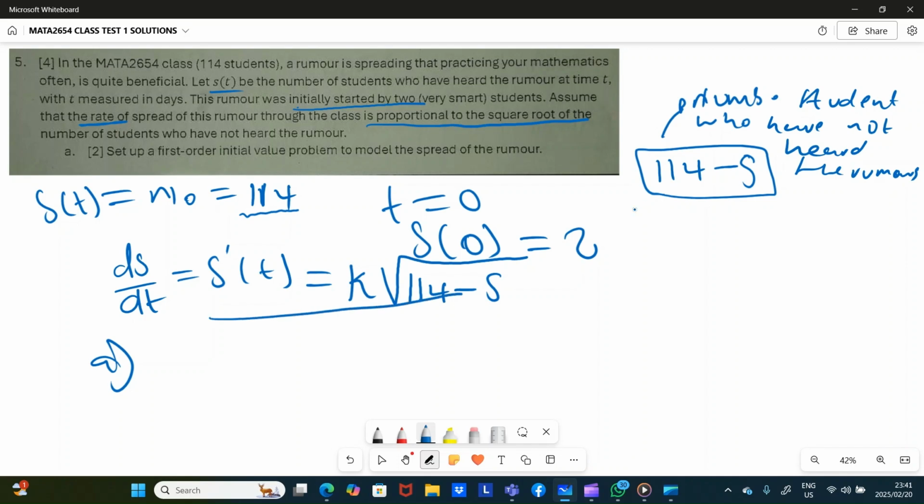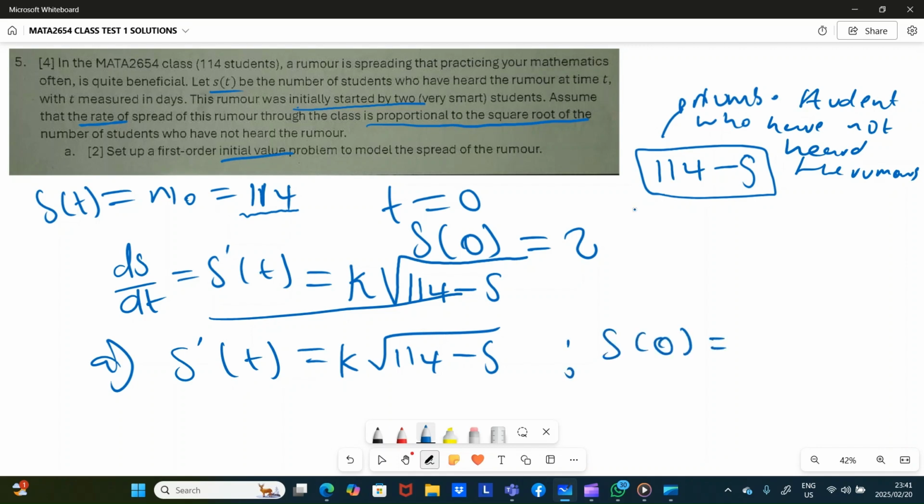Just from reading, I already have the answer to the first question. So I'm just going to plug in S of t equals k root of 114 minus s. Okay, this is the differential equation. However, they are not asking for a differential equation, but rather an initial value problem. That means there has to be an initial condition. And the initial condition is that when time was zero, only two students had the rumor.